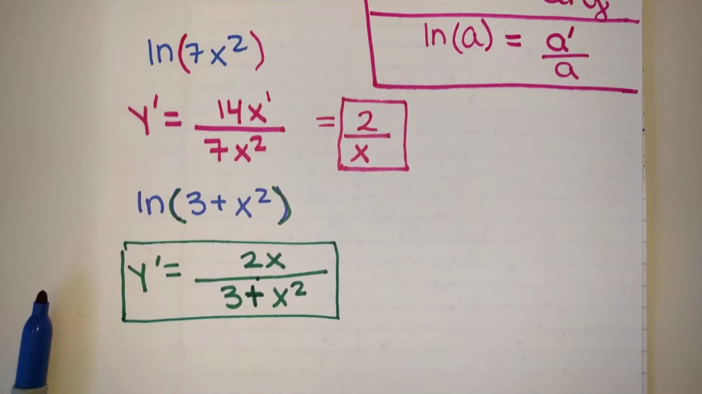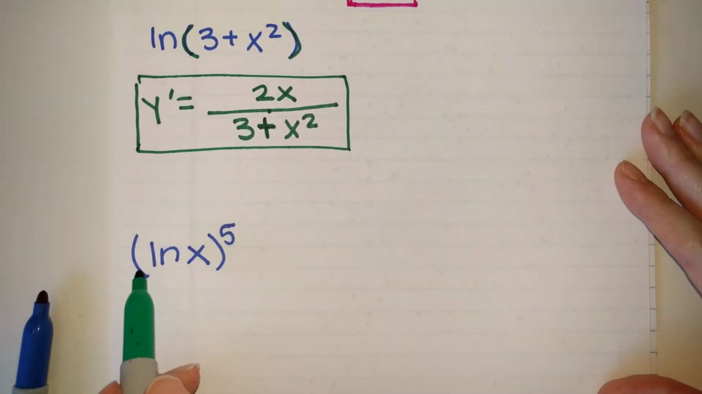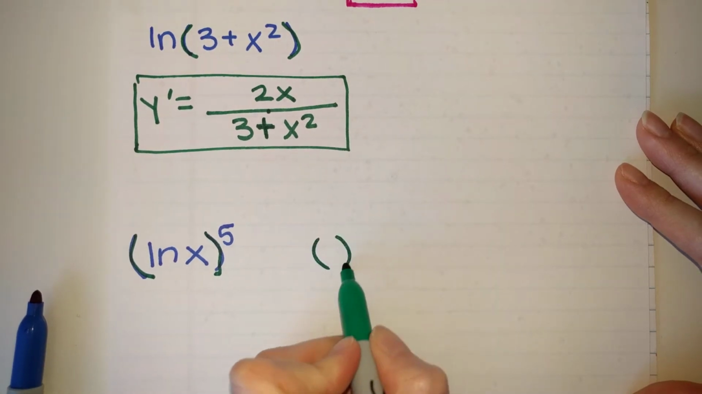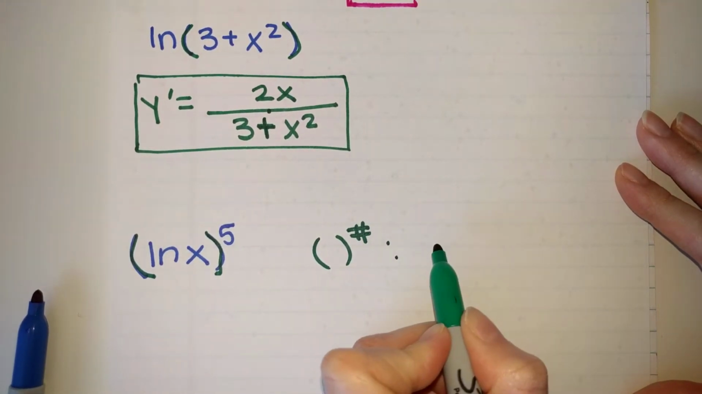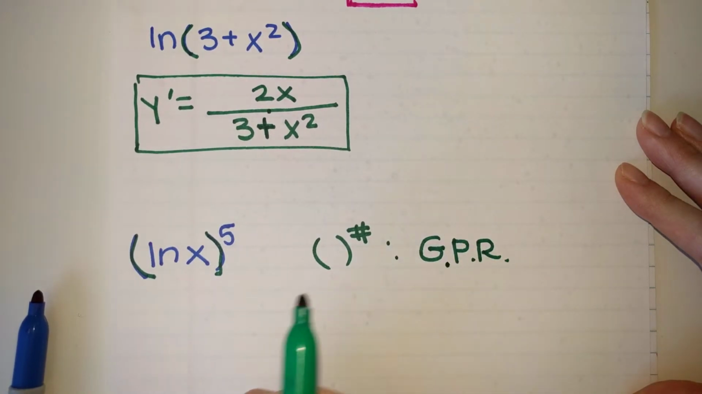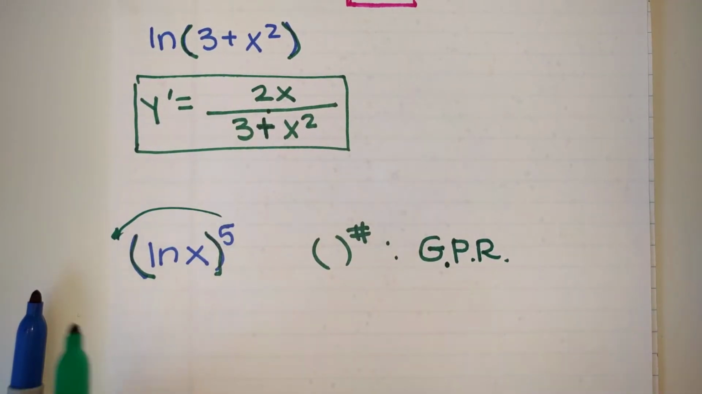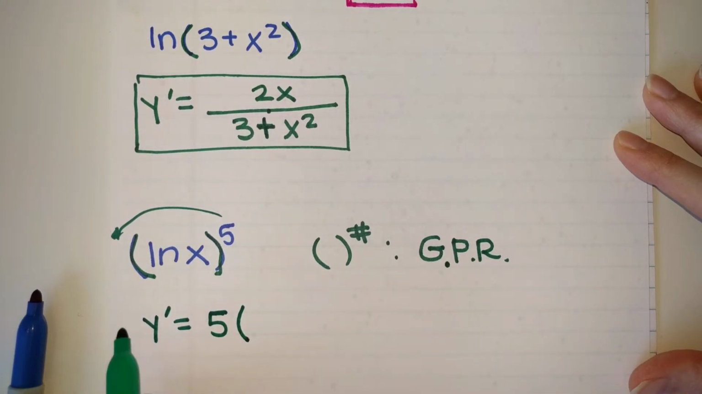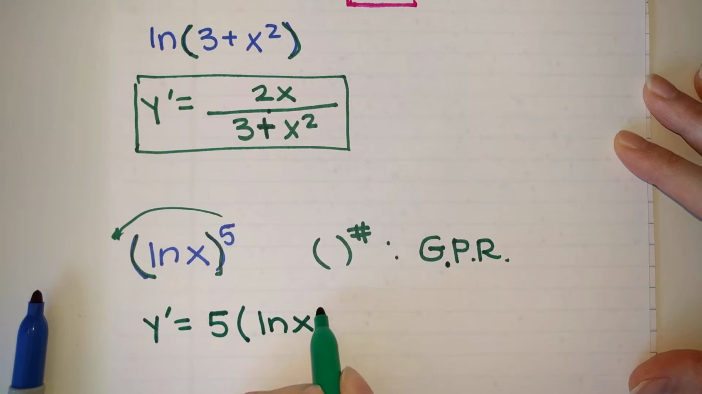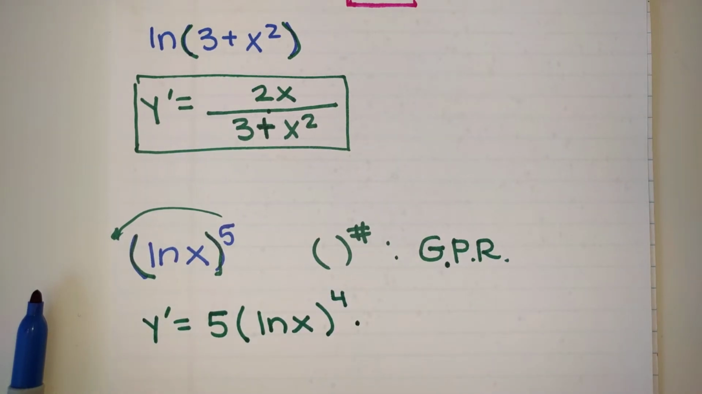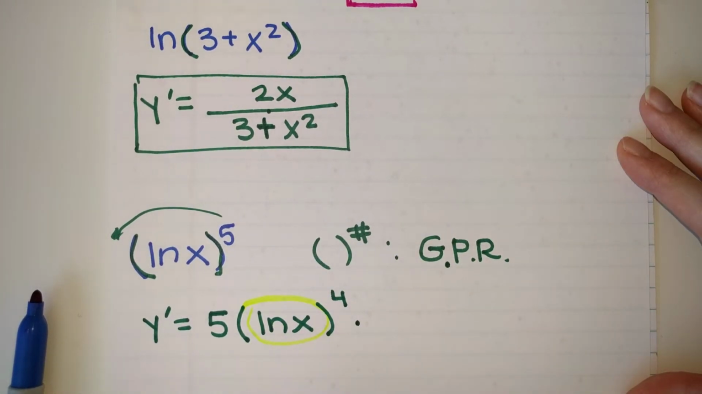All right, let's look at one more. So here you see that you have parentheses raised to a power. So that means whenever we have parentheses raised to a power, we need to start by using the general power rule. So we will start by bringing our 5 down, and then we keep the inside fixed. So we keep it fixed at natural log of x. Then we subtract 1 from the exponent. And then our third step is we multiply by the derivative of what is inside.